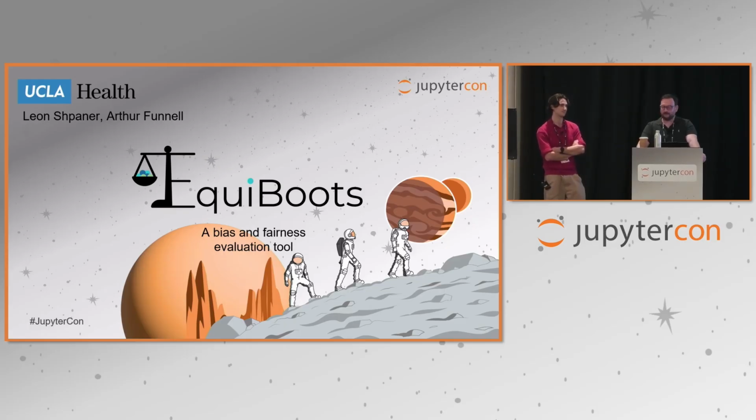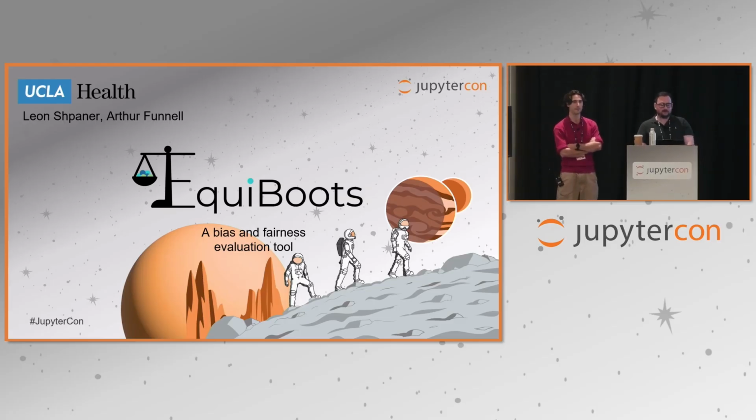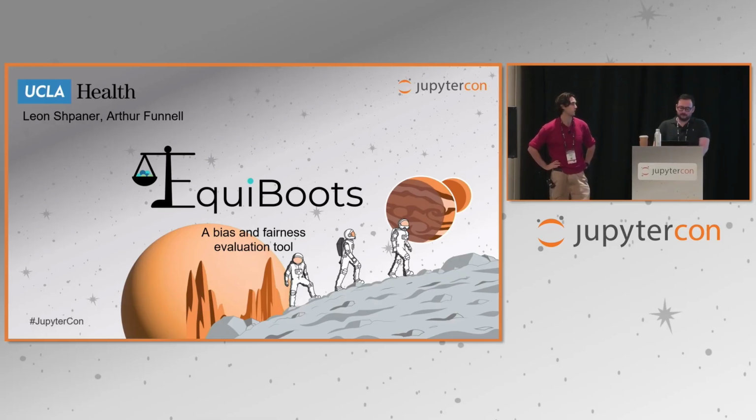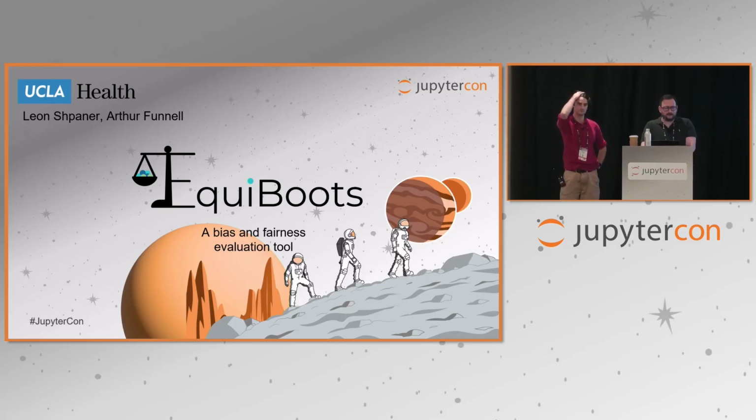I'm with UCLA Health. We're with UCLA Health, and we're excited to share our work on EquiBoots. It's a bias and fairness evaluation tool. It's a Python library, and we designed it to help researchers and practitioners measure and mitigate bias in machine learning models. So our goal is to bridge the gap between fairness research and practical implementation so that fairness isn't just an academic ideal, but something that we can actually operationalize in real-world models.